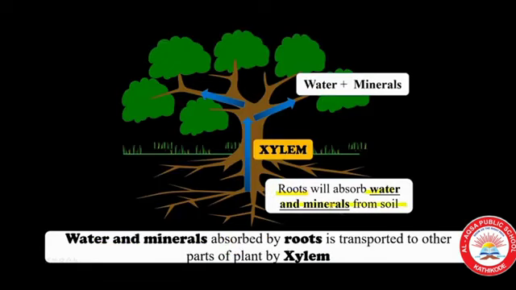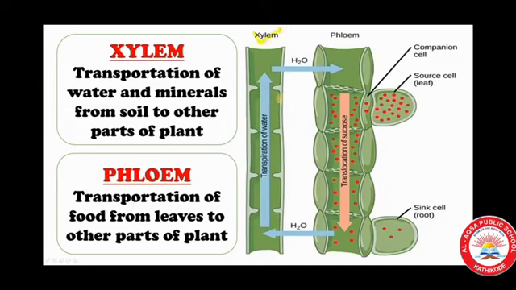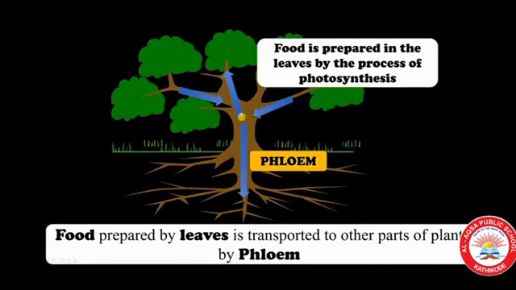We know that roots absorb water and minerals from soil and they are transported to other parts of the plant by xylem. Actually, do you know what is xylem? Xylem, that is, transportation of water and minerals from soil to other parts of the plant is done by xylem.